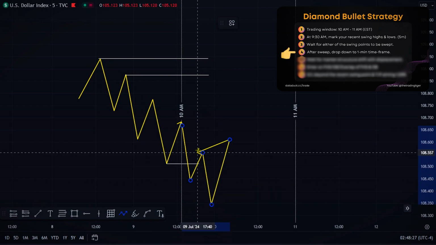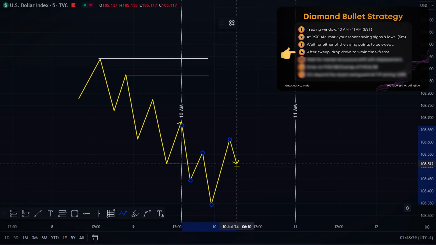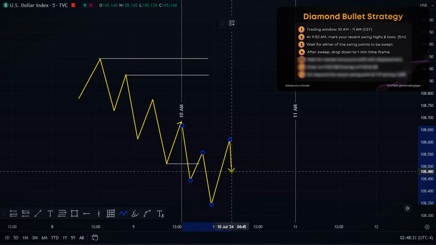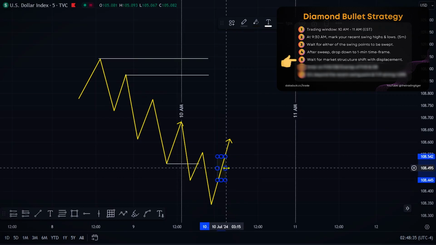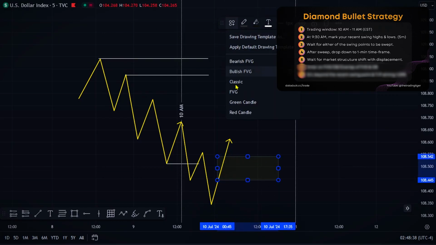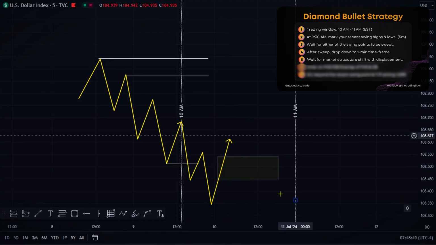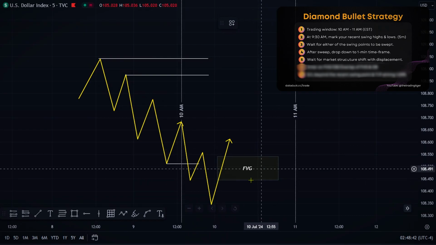Once liquidity is taken, we will drop down to a 1-minute time frame and wait for the price to give us a market structure shift in the opposite direction with displacement, creating a fair value gap. To make sure we are on the same page, let me give you a recap and simplify what market structure shift, displacement, and fair value gap mean.